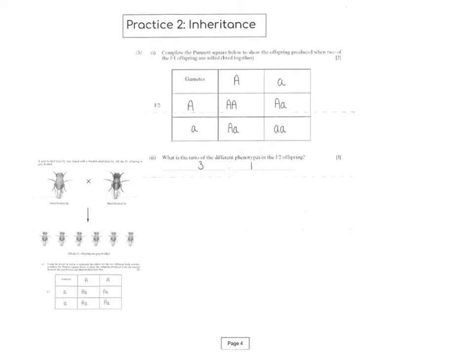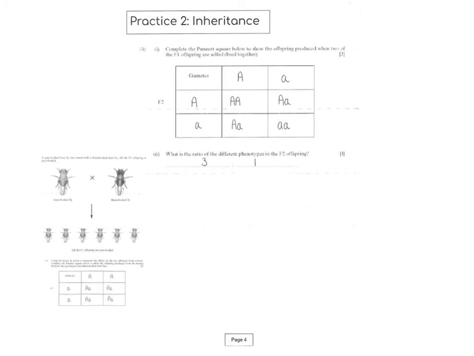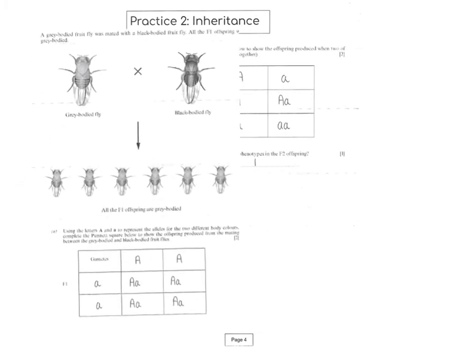The second part says, complete a Punnett square below to show the offspring produced when two of the F1 offspring are selfed together. They only ever ask this question if the previous Punnett square, all of the offspring are the same. Otherwise, if they're different, it's really hard to decide which two you pick, okay?